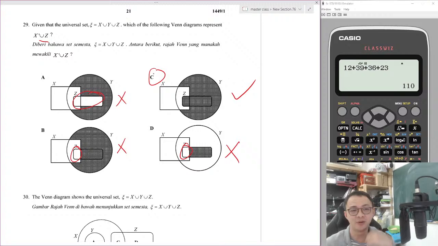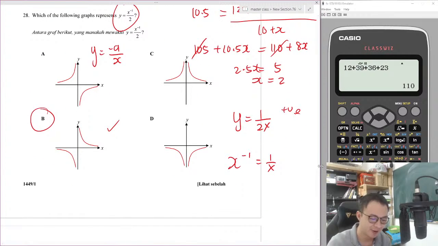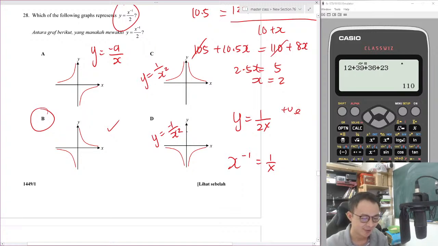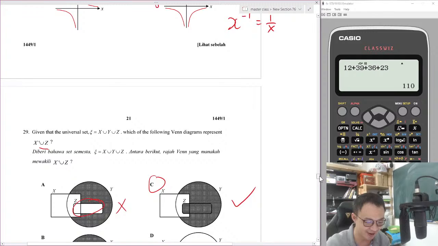Y equals 1 over x squared, right? Yeah, should be. 1 over x squared, the graph will always be above, right? Yeah. I so long never touched this one. This is something like this, right? This is -1 over x squared, right? Yeah, should be. Thanks for telling me that.